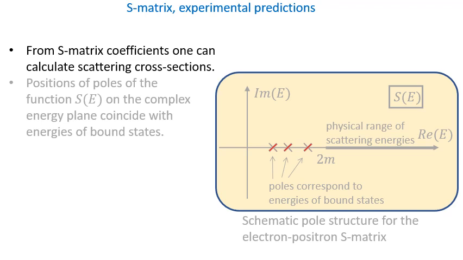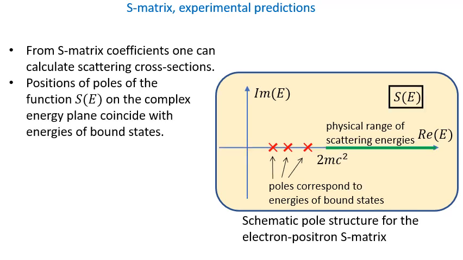If we manage to calculate the S matrix, we'll get access to 2 important pieces of physical information. First, from the numerical coefficients of S matrix terms, we can calculate scattering cross-sections comparable with experiment. Second, we can also obtain energies of bound states. But this step would require analytic continuation of the S operator in the complex energy plane.